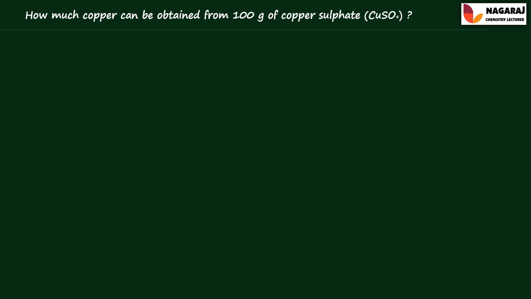In that first one, how much copper can be obtained from 100 grams of copper sulfate. So we have 100 grams of copper sulfate. In that we have to calculate how much copper is to be obtained. So first we have to calculate the molar mass of copper sulfate.